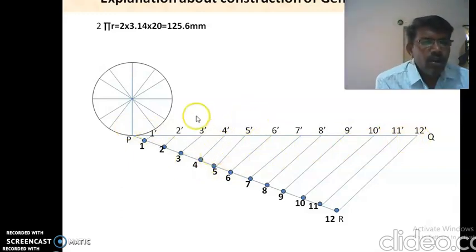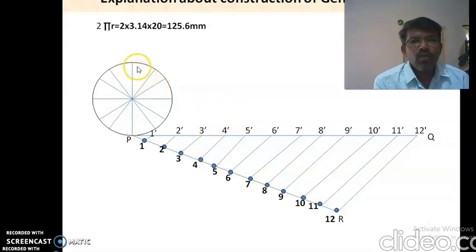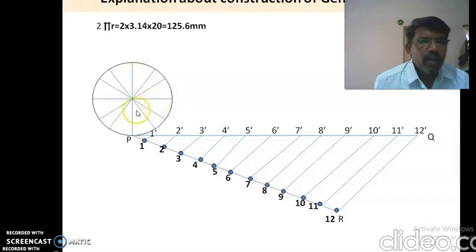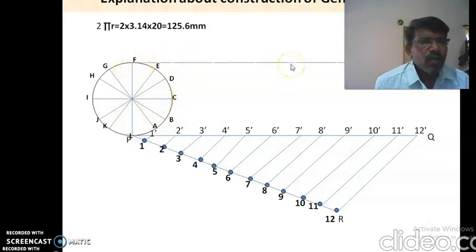Now there is a construction procedure of the cycloid. You have divided the circle into 12 equal parts. Name the 12 equal parts as 1, 2, 3, 4, 5, 6, 7, 8, 9, 10, 11, 12. Then next point A, let us take B, C, D, E, F like that, 12 equal parts. You can take numbering as well as alphabetical, whatever it is.